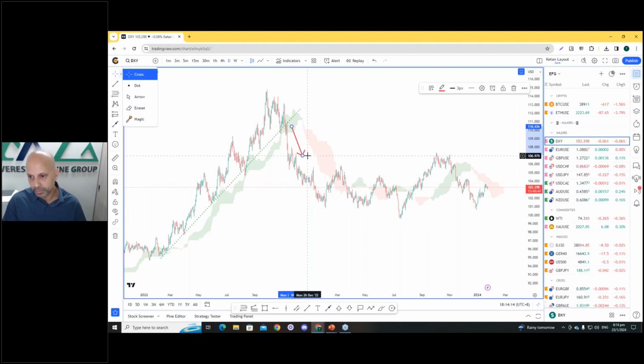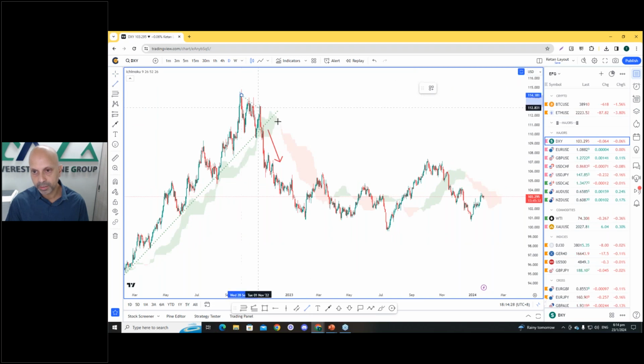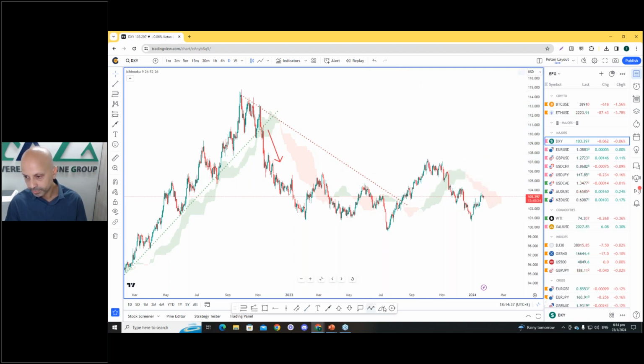And similarly, we had some retracements to the upside. Price failed to convincingly break above the Ichimoku cloud and was generally trending lower. Also, if I were to draw a descending trend line here, you can see that this descending trend line was only finally broken convincingly in mid-2023, so in August. So you can see that this was a pretty strong descending trend line.